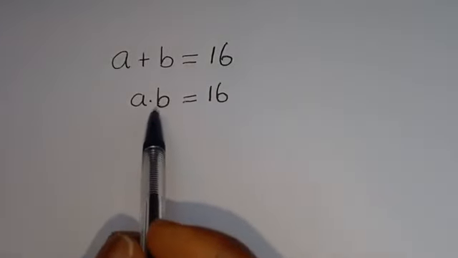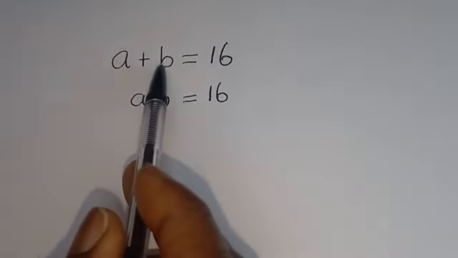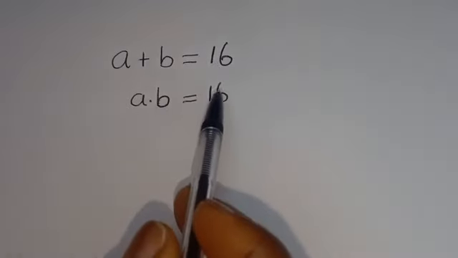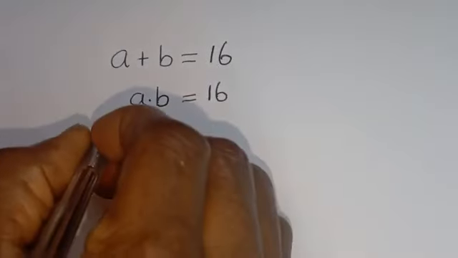Hello, how to solve for A and B in this equation? A plus B is equal to 16. AB is equal to 16. Solution.